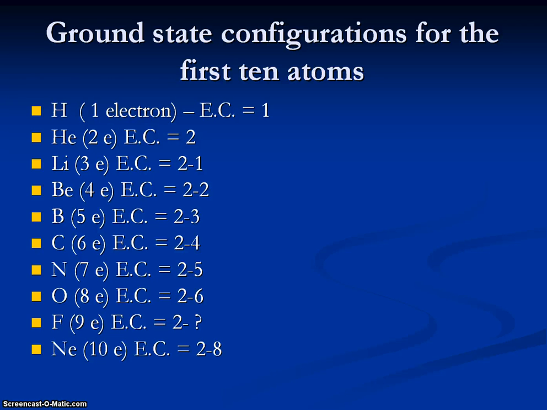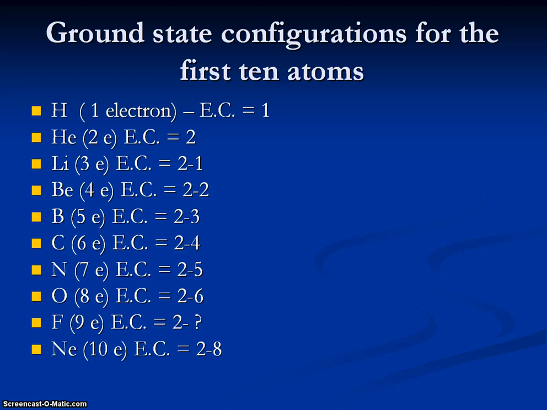Lithium has 3 electrons. So we can only put 2 electrons in the first energy level. So the electron configuration for Li is 2,1. Total 3. Be is 2,2. Totals 4 electrons. There's 2 in the first energy level, 2 in the second energy level. And so on.